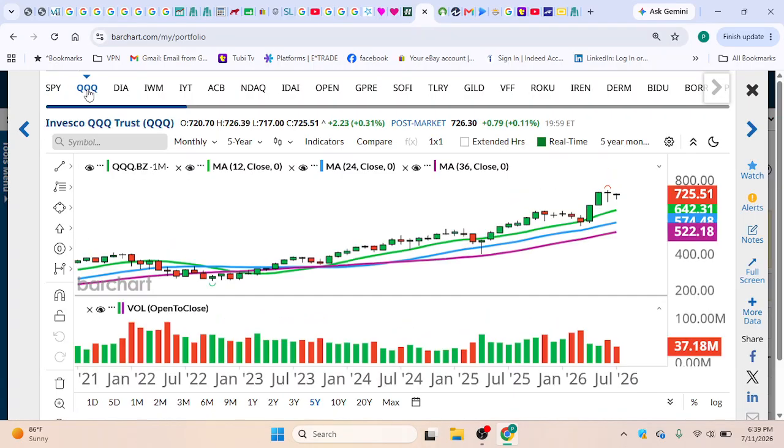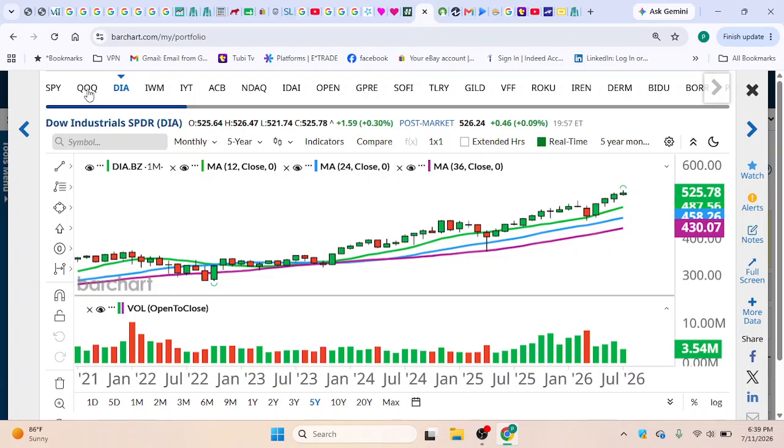Similar picture in the Qs. Again, bullish. Made a new high in June. Is slowly pulling back in July. So that still looks overall like a bullish stock market. So if you have bought and held the market, keep holding because it looks good.